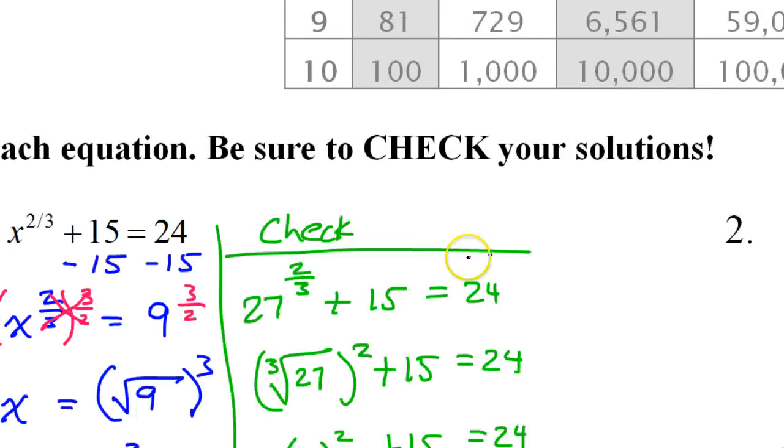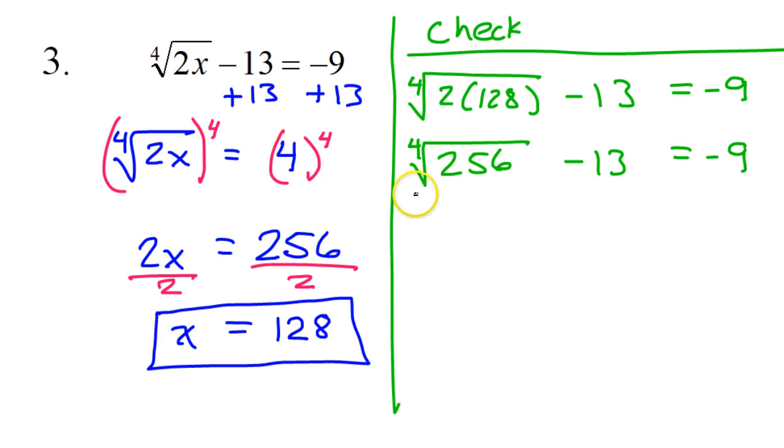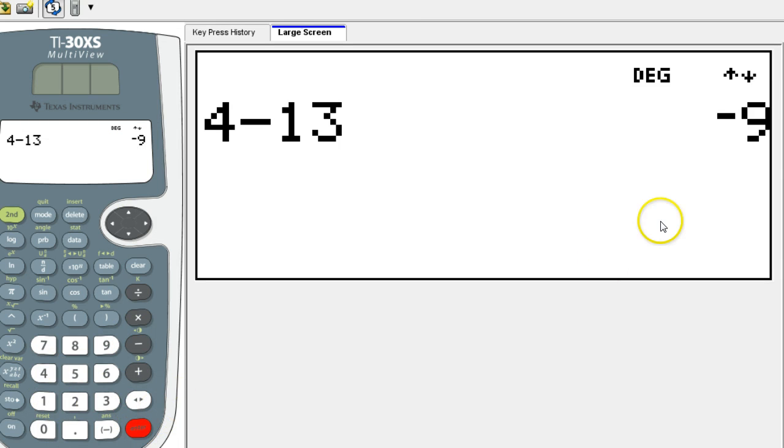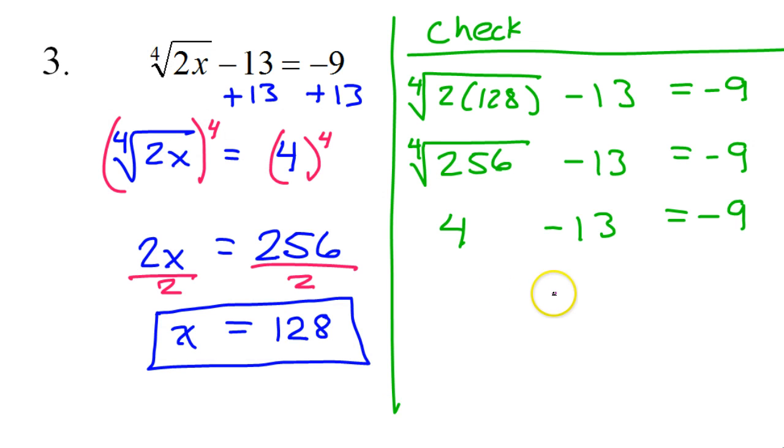Whoops, wrong action. All right, so this is simply going to be 4. So that's 4 minus 13. And of course, 4 minus 13 is -9. So there you go. -9 equals -9. It does check out. So x equals 128 is the answer. If ever the check doesn't work, then we'll say no solution if this is the only solution.